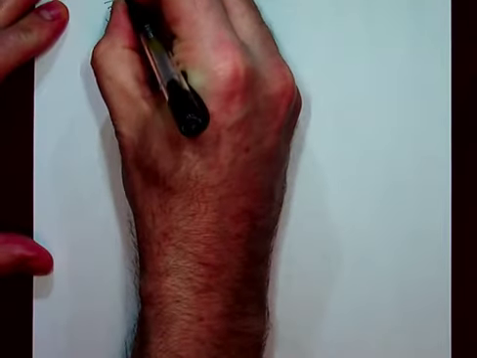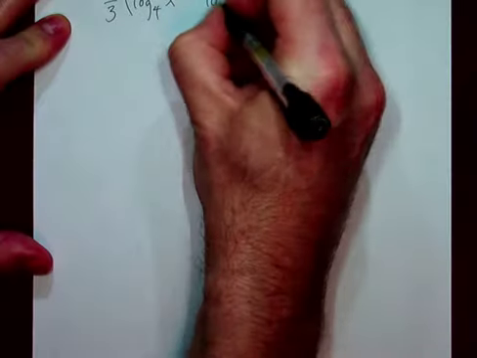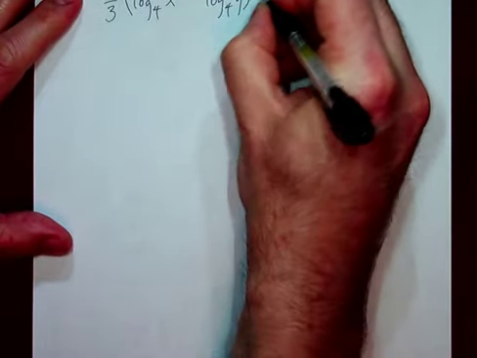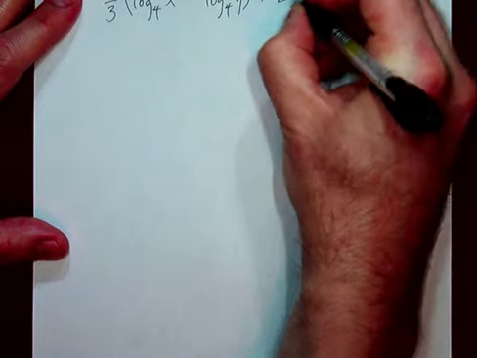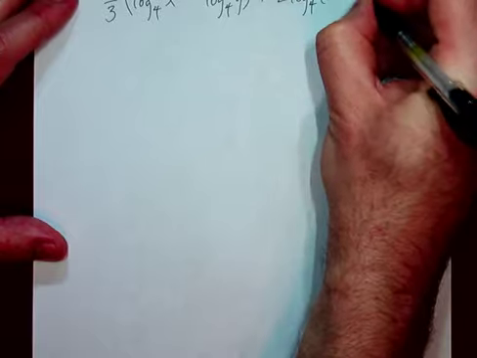Alrighty, let's do another one. What do you say we do? Oh, I like that one. Let me get my glasses on. Okay, so this would be 1/3 log base 4 of x minus log base 4 of y plus 2 log base 4 of x plus 1.